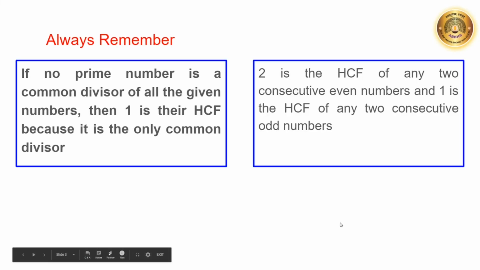Let's take a quick revision of what we studied. We studied how to find the GCD of a number by taking out the prime factors. Always remember that if no prime number is a common divisor of all the given numbers, then 1 is their HCF because it is the only common divisor. 2 is the HCF of any two consecutive even numbers, and 1 is the HCF of two consecutive odd numbers.